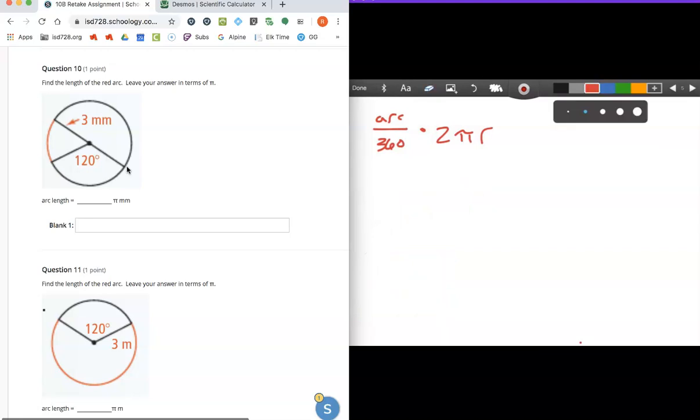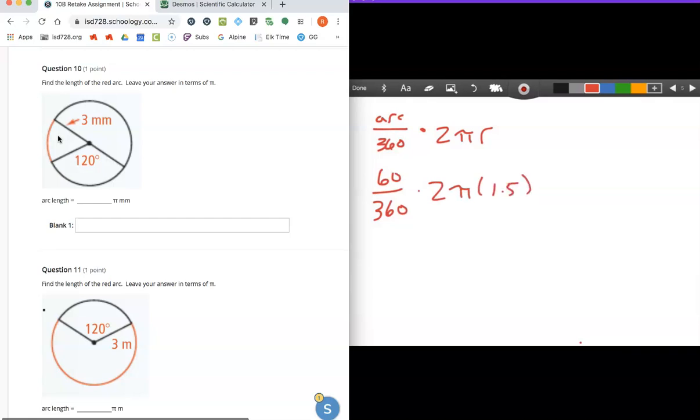I'll show you. First thing we've got to do is figure out how many degrees over 360. They want this arc. Well, I don't know what that is. I know that this is 120, and I know that these two make 180. So 180 minus 120 will give me this angle, which is the same as this arc. So this one, we're going to put a 60 up top. Then we're going to do times 2 pi r. Well, r this time is 1.5.